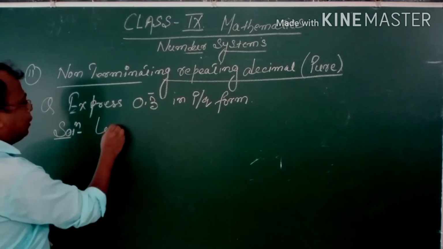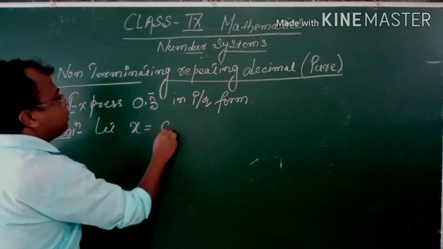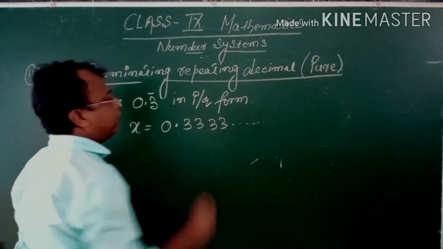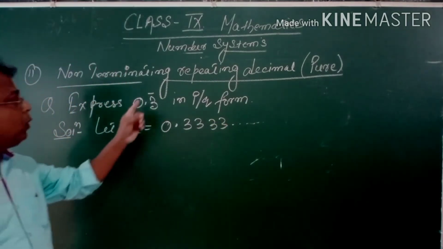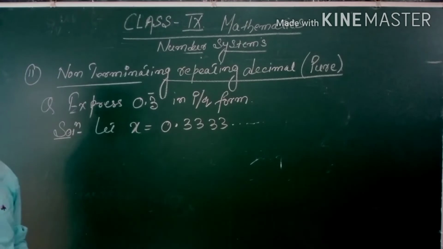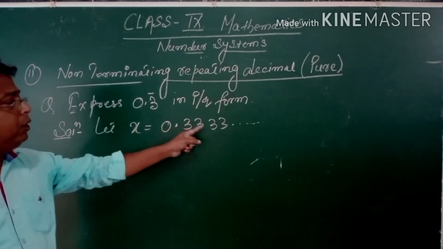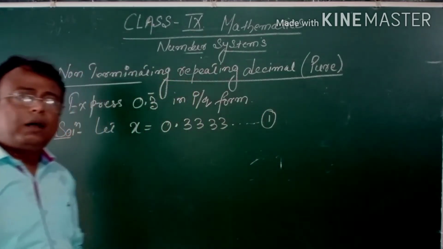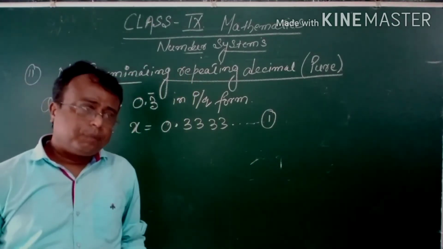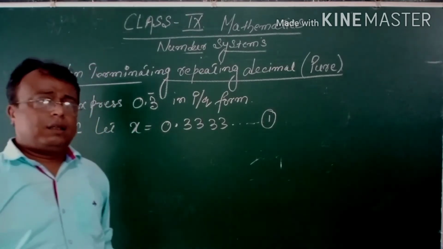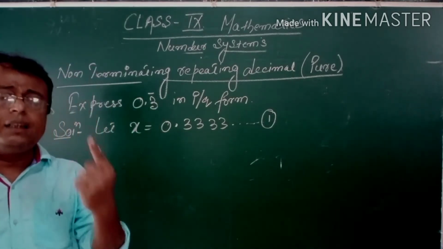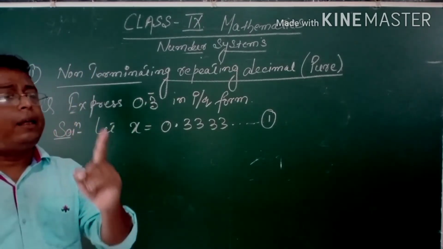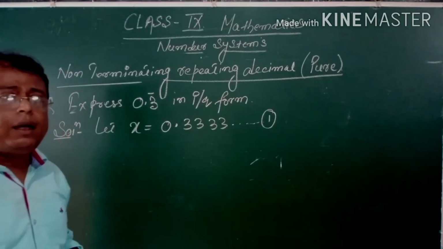So let x is equal to 0.333 dot dot dot. Okay, so why am I repeating 3? Because 3 is repeating again and again. Okay, so let us suppose x is equal to 0.333 and so on. Let us call this equation number 1. Alright, now you see here, how many digits are repeating again and again? Only one digit is repeating again and again, that is 3.